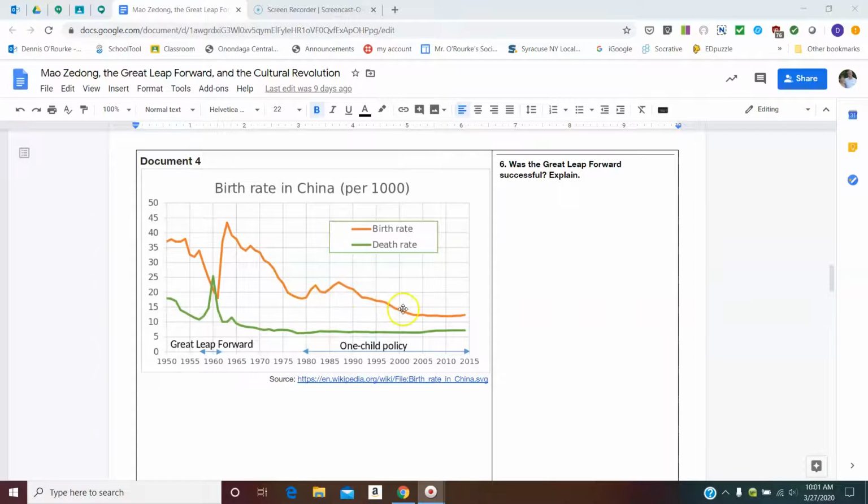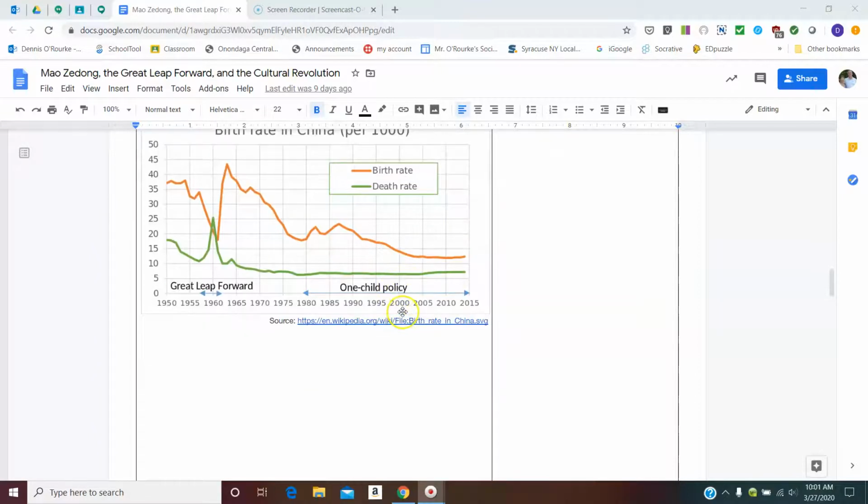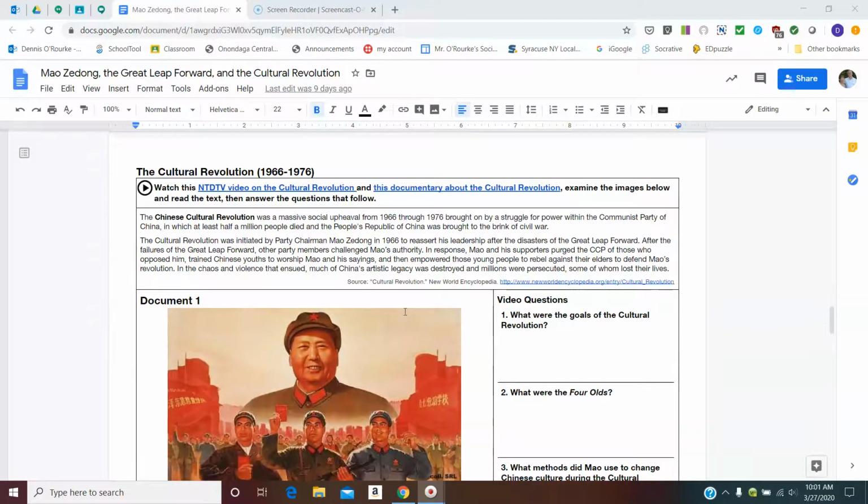And then China puts in the one-child policy, which we'll talk a little bit more about, which begins to level out the population to where it is. Okay, the Cultural Revolution is kind of a reaction to the Great Leap Forward. The Great Leap Forward is very unpopular. So the big goal is to restore people's faith in Chairman Mao and the Communist Party, and to really reassert his leadership during this time.